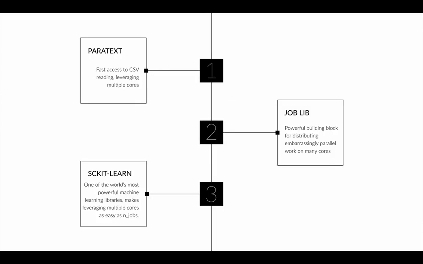For Python, we covered these 3 packages to let you really speed up your data science leveraging multiple cores. Paratext, which gives you fast access to CSV reading, leveraging multiple cores, getting you significant speedups. Joblib, a powerful building block for distributing embarrassingly parallel work on many cores. And scikit-learn, one of the world's most powerful machine learning libraries for Python. It makes leveraging multiple cores as easy as just setting the n_jobs parameter.